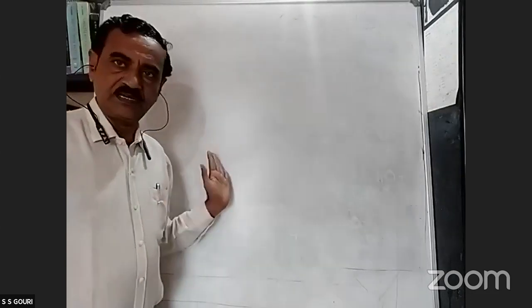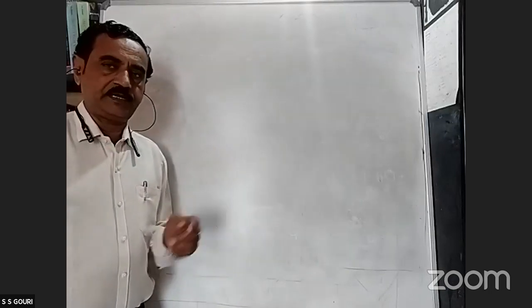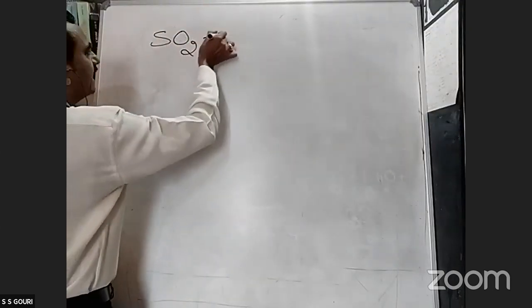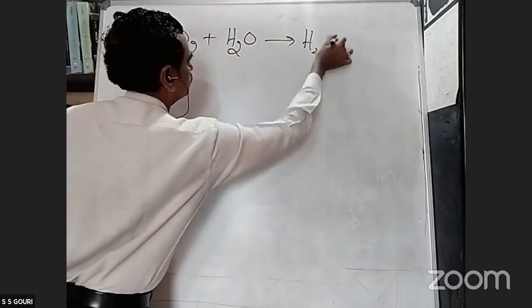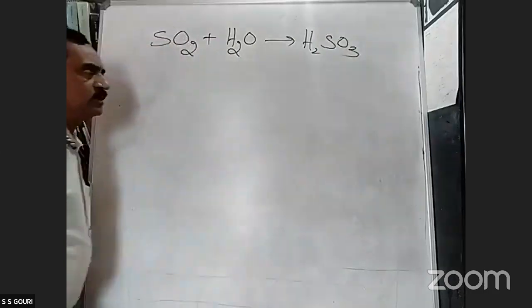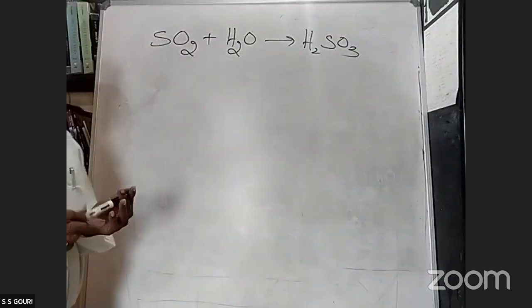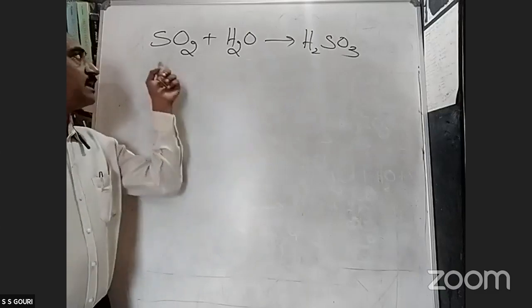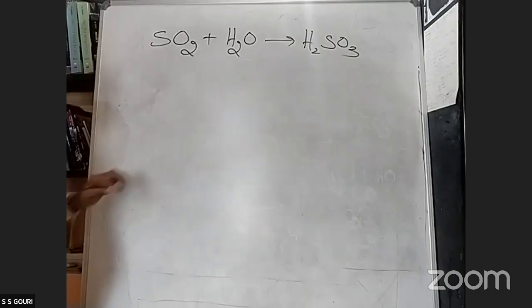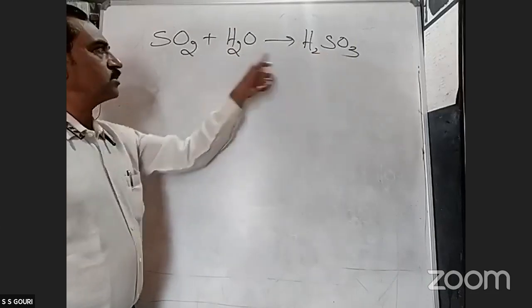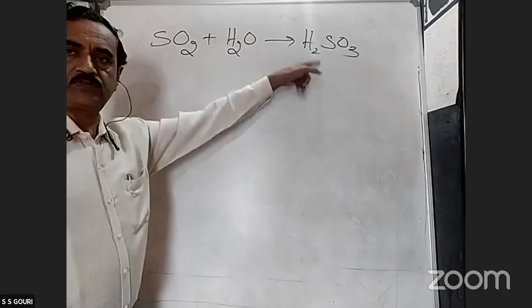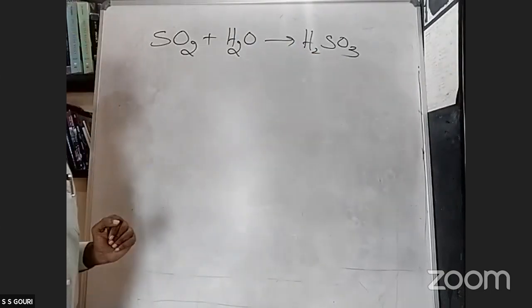and it is a suffocating gas. Okay, it is highly soluble in water, and when it dissolves in water it reacts with it. SO2 dissolves in water to form H2SO3. So SO2 is acidic in nature. It is an acidic oxide because it reacts with water to form acid. It reacts with water to form sulfurous acid, H2SO3.